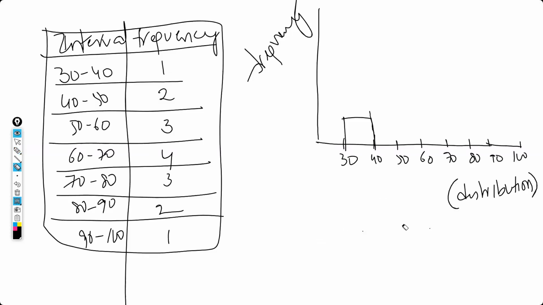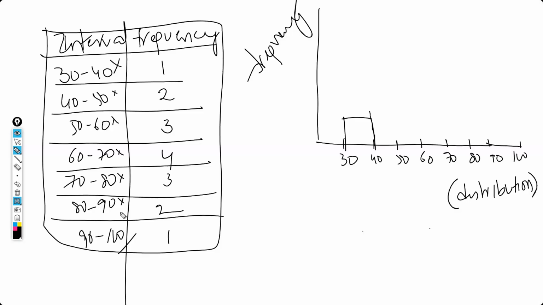Now, again the question will come. Sir, if exactly 40 is there, does it come into this category or this category? In that case, by default, the right side is not included. For the last one, automatically the right is included. That is, 100 is included because the next is not there. For all the remaining ones, the right side is not included by default. So for exactly 40, which category does it come under? 30 to 40 category or 40 to 50 category? 40 to 50 category.